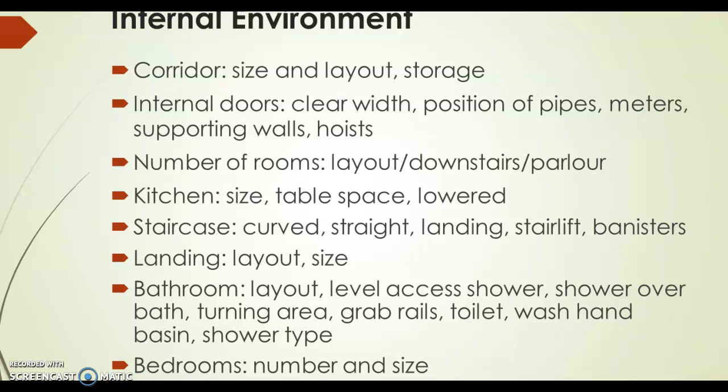So if you are going to be putting anything in like a banister or a grab rail, is it a solid wall? Think about your number of rooms, the layout downstairs. Kitchens, think about the size, the table space and whether the worktops are at a decent height. Staircase, is it curved or straight? Is there a landing? Is there already a stair lift in situ? How many banisters have you got? How many rails have you got? That's really important when you're looking at stair lifts, whether there's a curve, because that'll affect what type of one you look at. Think about the layout and the size.